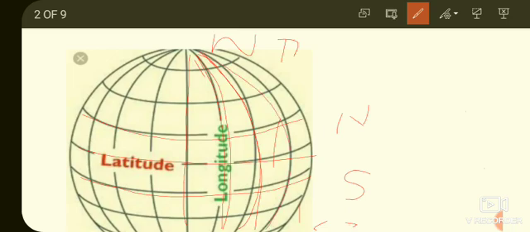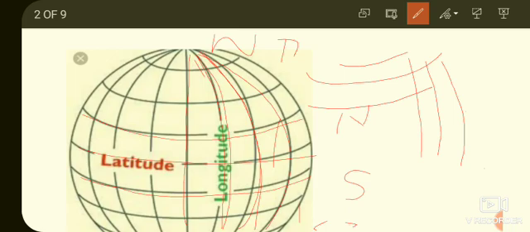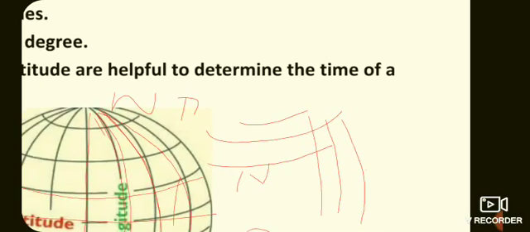Keep in mind that all the longitudinal lines are equal in length, but the latitudinal lines are not equal in length.